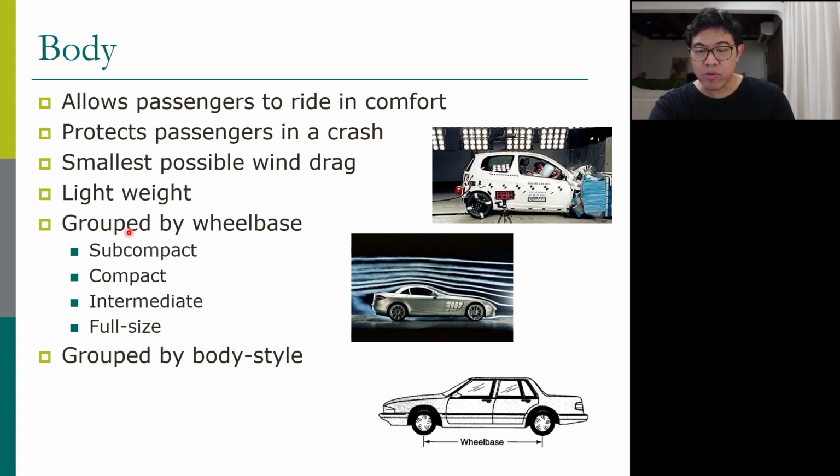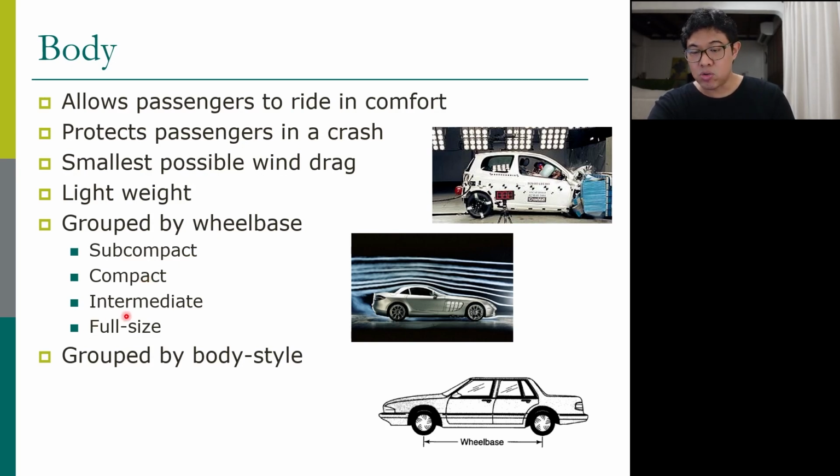Now the body can be classified into many types. You can classify by wheelbase. Basically, the wheelbase is the distance between the front wheel and the rear wheel, or the front axle and the rear axle. This is the wheelbase. If you have a small wheelbase, your car is small, and it is classified as a subcompact or compact car. A compact car is like the Toyota Vios, or a Honda City or Honda Jazz.